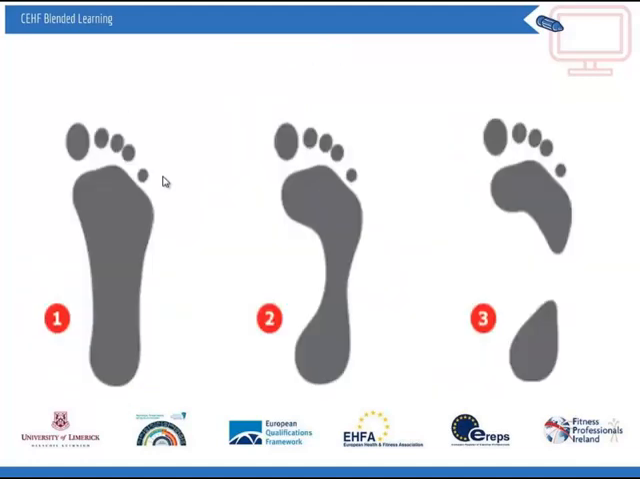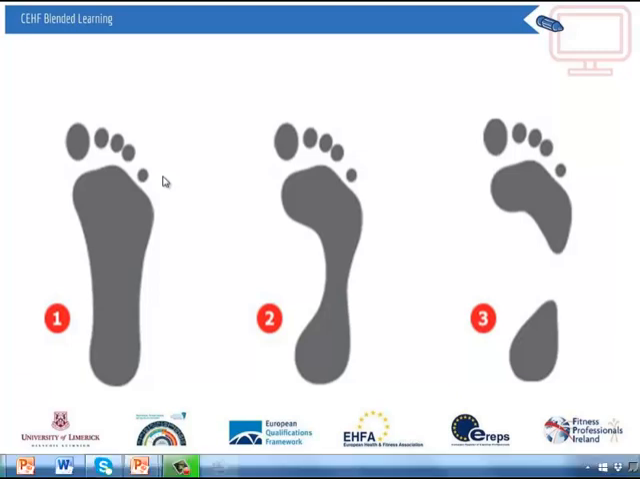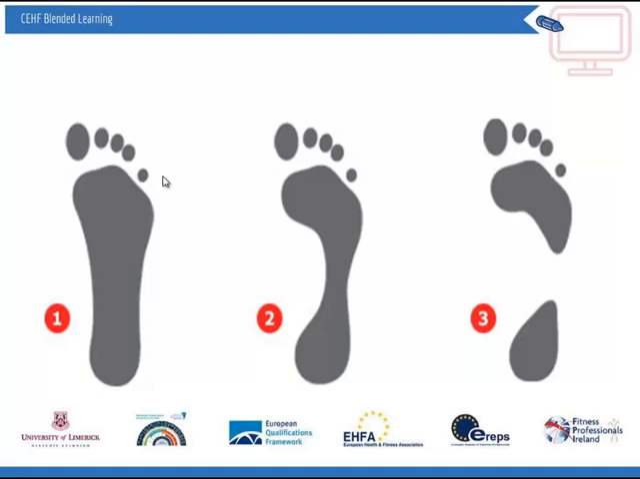So on the left here, number 1 would be an image of a flat foot where the full sole of the foot is visible. Number 2 in the middle is a normal arch, whereas number 3 is a high arch. And this would be indicative of supination of the ankle, and this is where the ankle falls outwards.